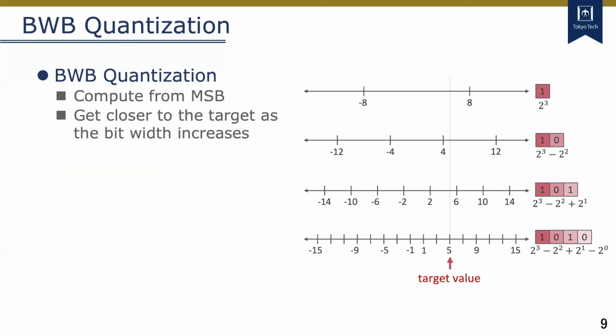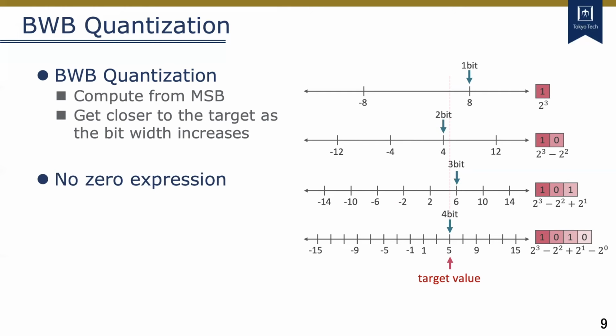In BWB quantization, the resolution increases as the bit width increases. Considering the 4-bit value 1010 as in the previous slide, the target value is plus 5. 1-bit BWB weight can represent two values, plus 8 or minus 8. At this time, plus 8 is closer to the target value, so 1 bit shows plus 8. When it becomes 2 bits, the 2-bit BWB weight represents 4 values, and plus 4 is the nearest among these 4 values. After that, the resolution gradually increases and approaches the target value. 3 bits represent plus 6 and 4 bits represent plus 5.